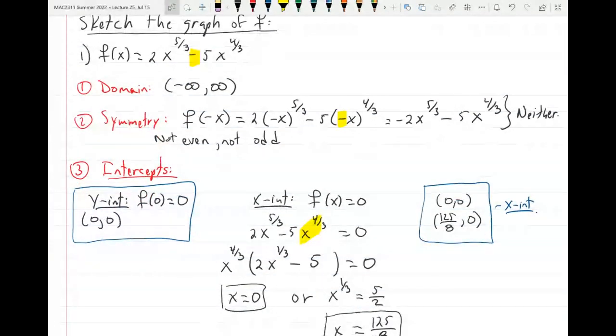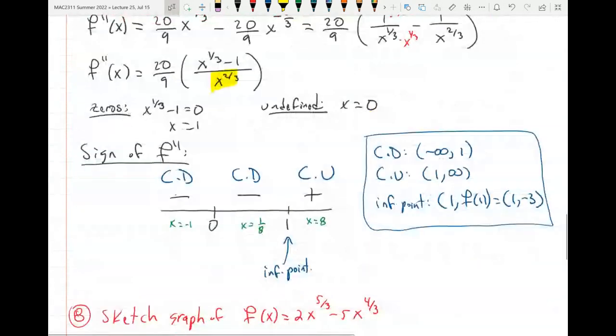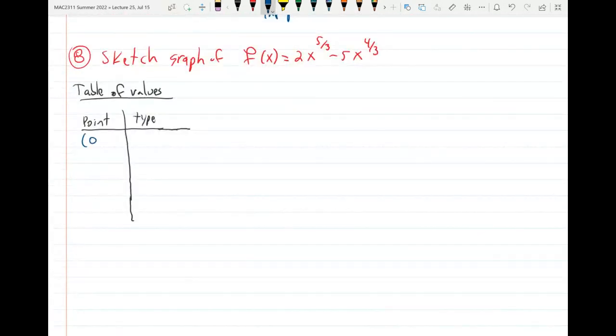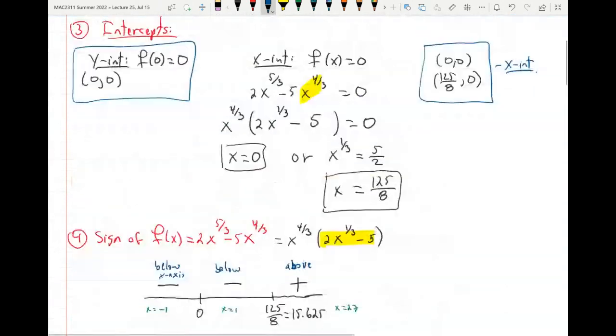So let's see. We found 0, 0 and 125/8 comma 0. So 0, 0 and 125/8 comma 0. So those are points to be considered. And remember, this is x-intercept, and also it was a y-intercept. This one is an x-intercept. Okay, so that was that.